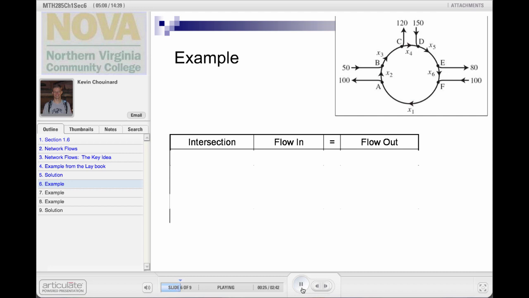And for each equation, it's going to be just a matter of calculating flow in, calculating flow out, and setting them equal to each other. So we're going to get our 6 equations in that way. Let's start with the equation for junction A.